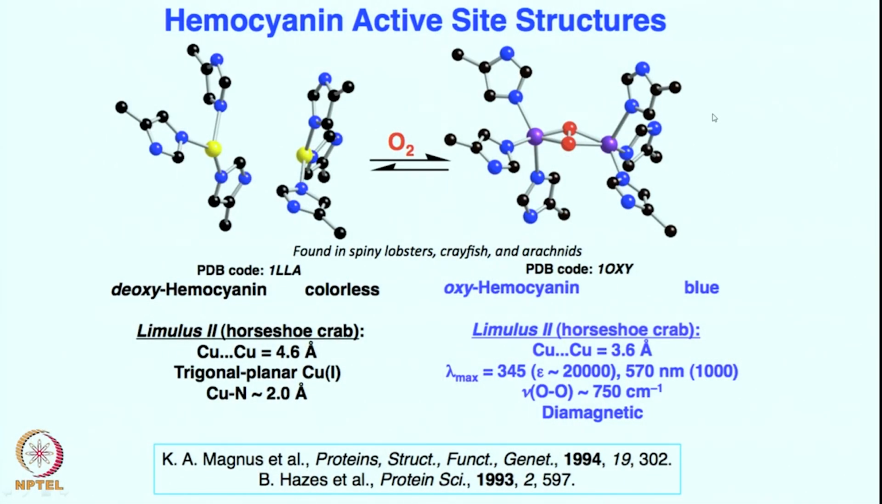In all these cases, hemoglobin, hemerythrin or hemocyanin, the oxygenated species are really bright colored. You have seen red and blue with hemoglobin, hemerythrin and hemocyanin. That makes it quite exciting.